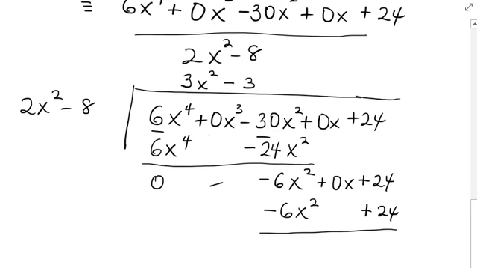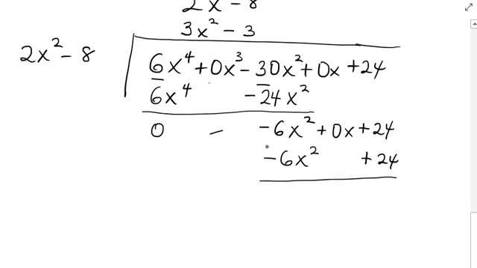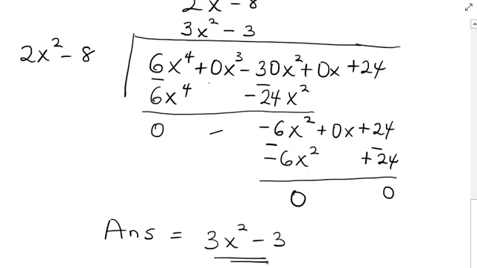So we now need to subtract. We need to introduce a subtraction sign. So minus 6, minus minus becomes plus. Minus 6 plus 6 is 0. Then 24 minus 24 is 0. So our final answer is 3x squared minus 3. So that is the answer. Yeah, it's a little tricky, but that's the way we solve it.